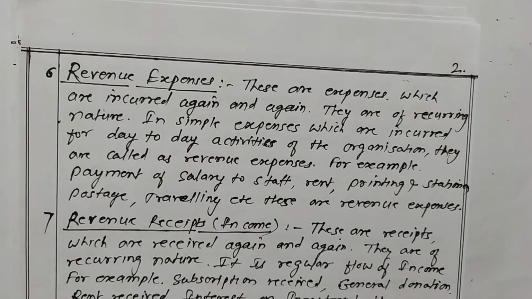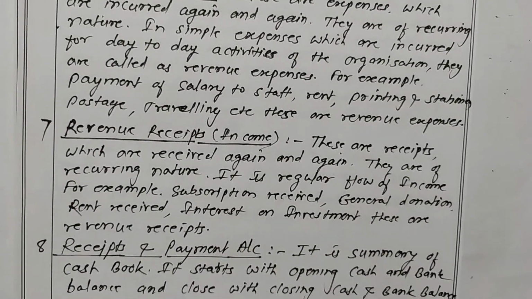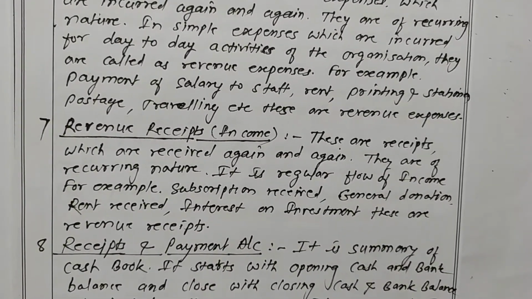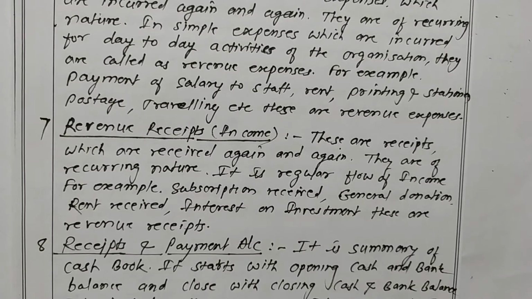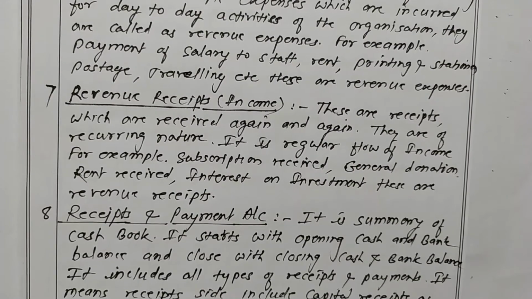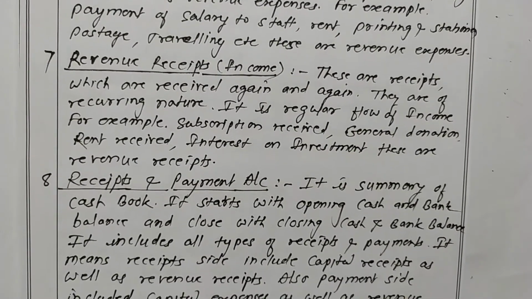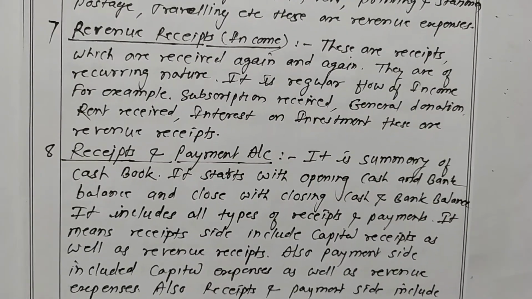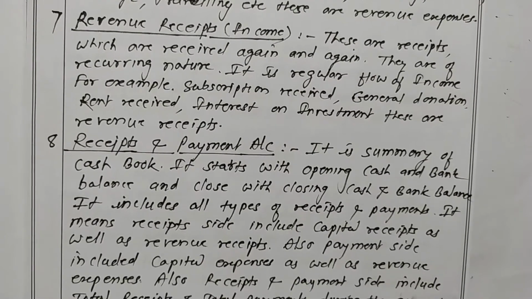For example, payment of salary to staff, rent, printing, stationery, postage, traveling, etc. These are the revenue expenses. Now, revenue receipts. Revenue receipts are the receipts which are issued again and again. They are of a recurring nature. It is a regular flow of income. For example, subscription issued, general donation, rent received, interest on investment. These are the revenue receipts.